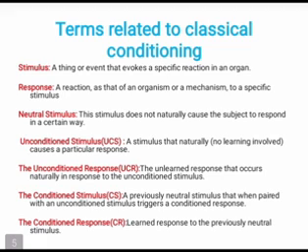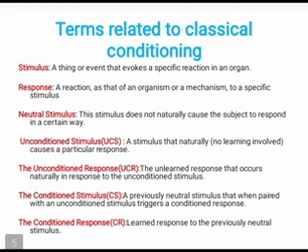Next one is the terms related to classical conditioning. There are 4 terms: unconditioned stimulus, unconditioned response, conditioned stimulus, and conditioned response. The other 3 terms are stimulus, response, and neutral stimulus.